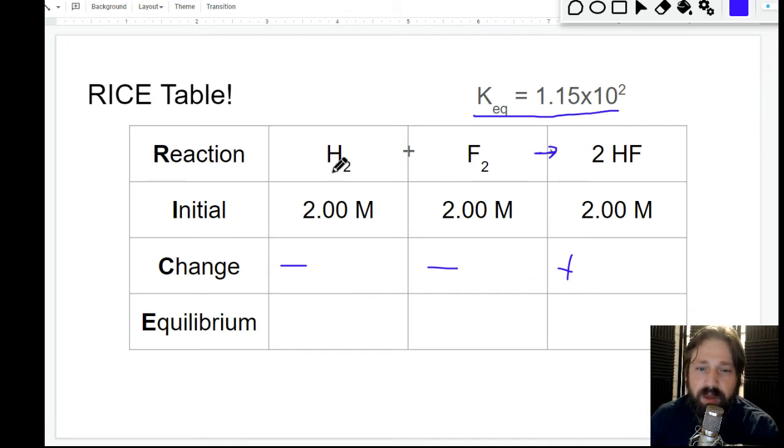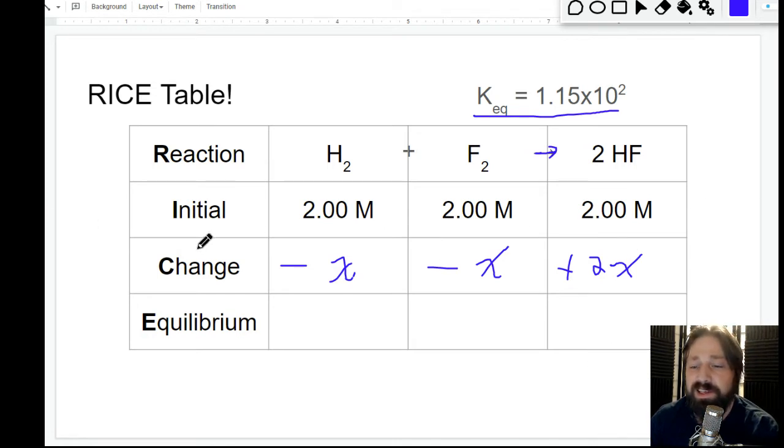Okay, so I'm going to put an X here. And I know that stoichiometrically, if this goes down by 1, this guy also goes down by 1. If this goes down by 2, this goes down by 2. So if this goes down by X, this guy also is going to go down by X. Right? And stoichiometry here, if this goes down by 1, this guy goes up by 2. If this goes down by 2, this guy goes up by 4. And so if this goes down by X, this guy is going to go up by 2X.